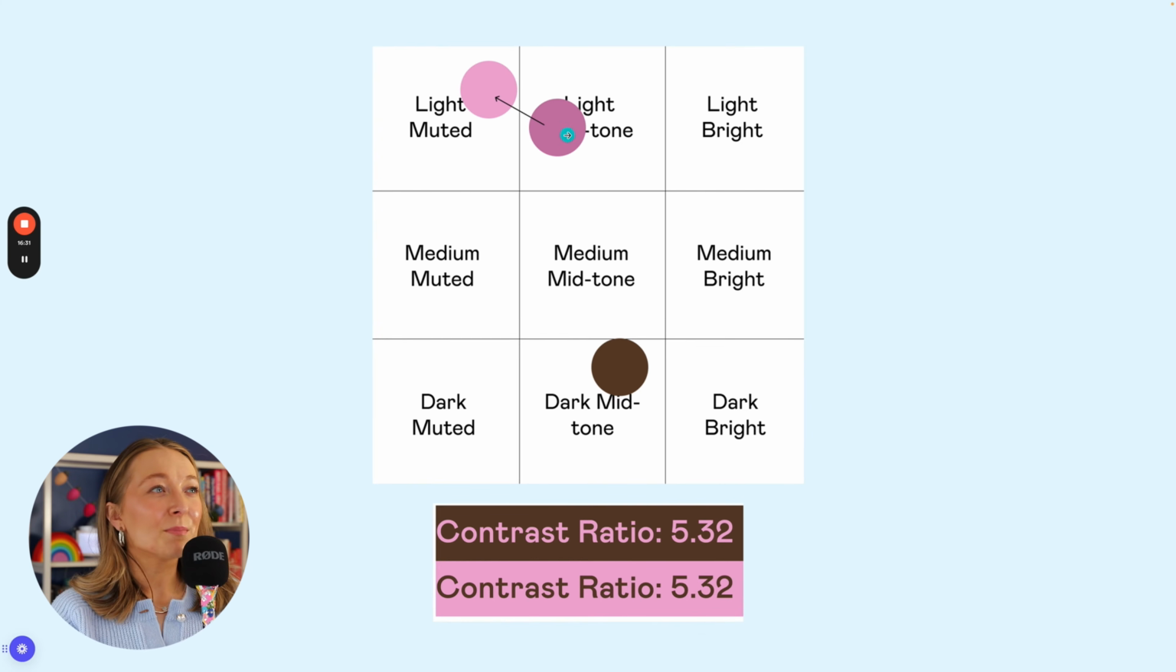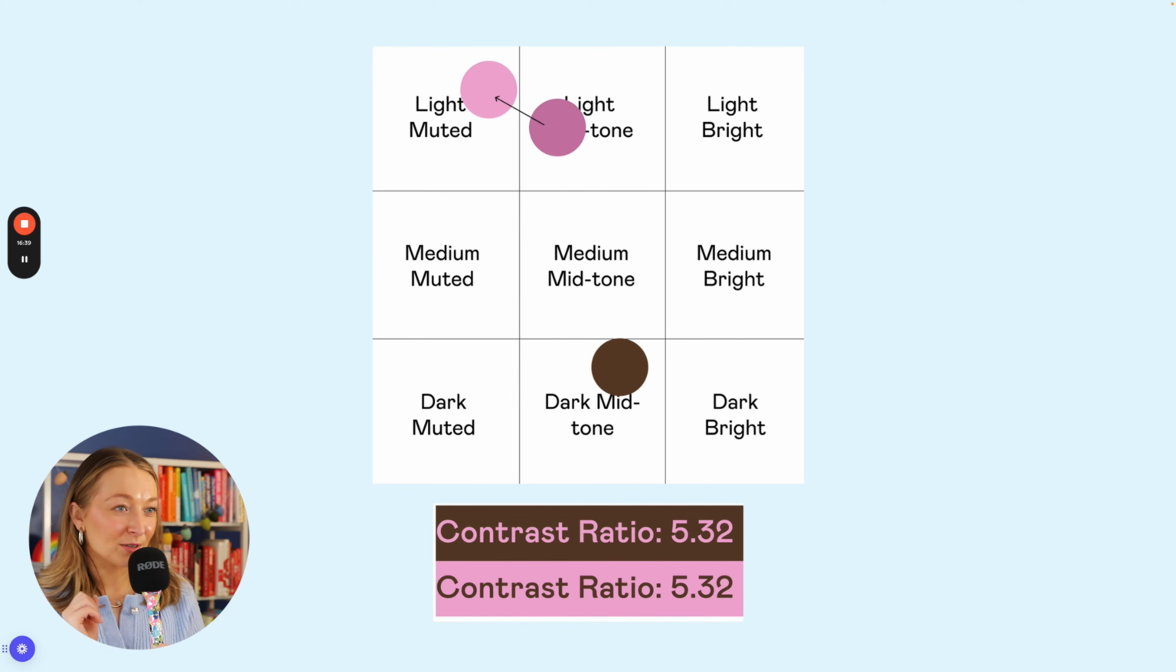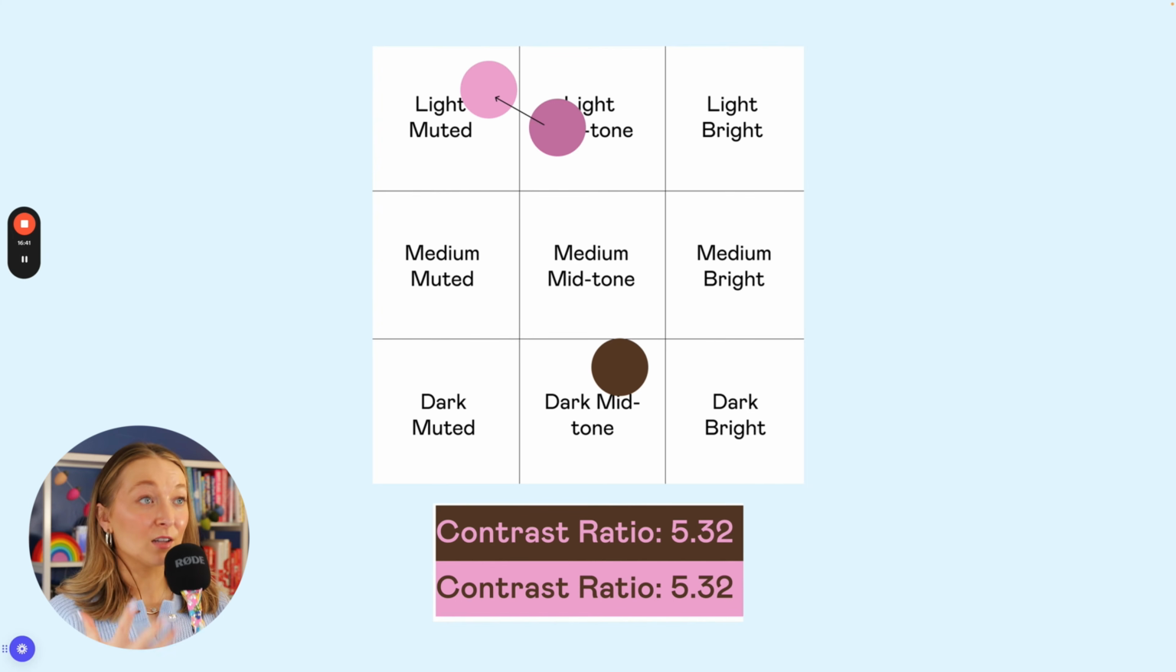But if I move this pink just a little bit further to the left towards this light muted section, our contrast ratio jumps up to 5.32, which means it's suddenly an accessible color pairing. So it's really easy to fix a palette. You just have to know where to move colors or adjust them.